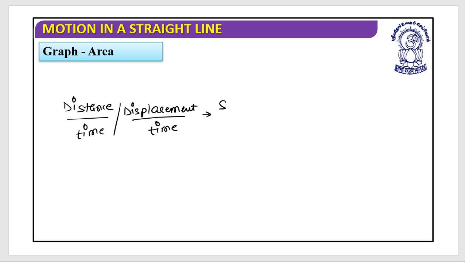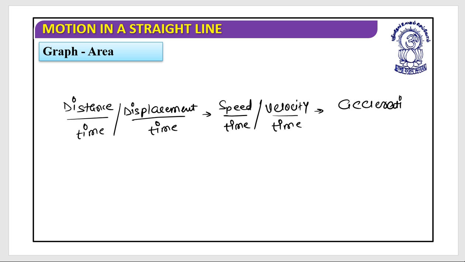Then I have been given a graph of speed versus time, or velocity versus time. And next, let's say I have been given a graph of acceleration versus time. Now listen to this trick very carefully. This will be very important to us. This will help us.